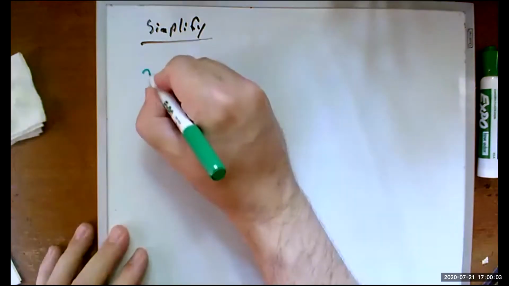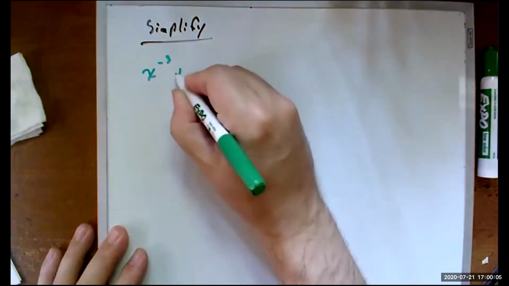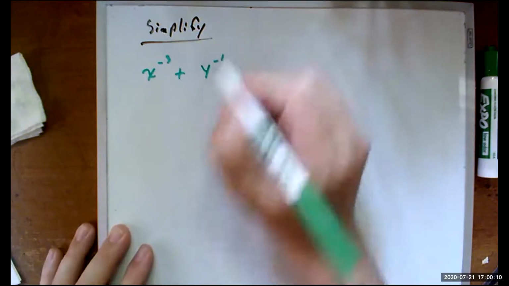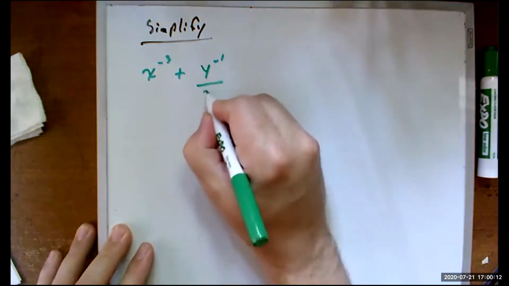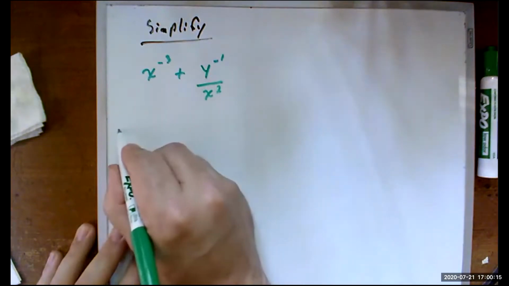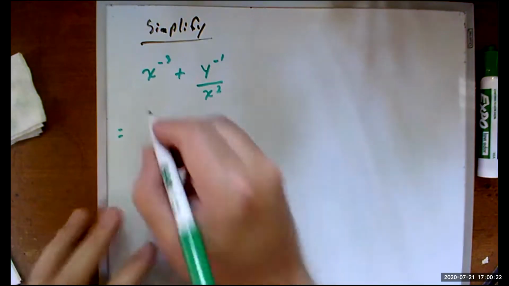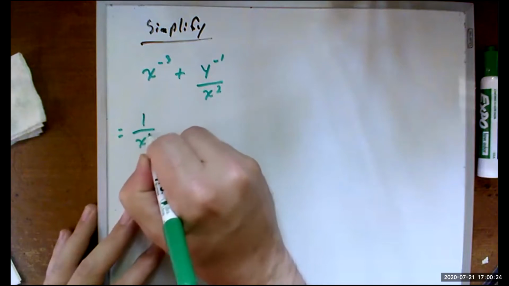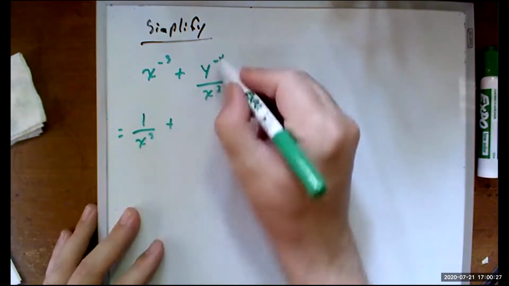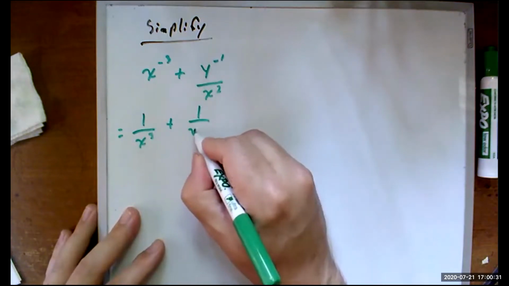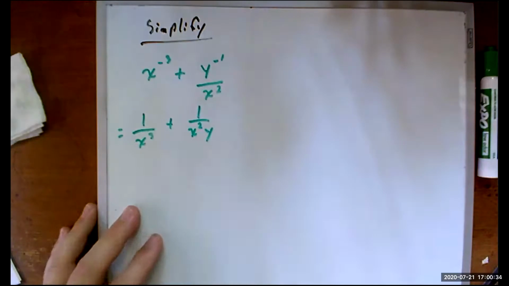So again, we're going to simplify, and I have x to the power of -3 plus y to the power of -1 over x squared. So the very first thing we want to do is get rid of all of those negative exponents. So we're going to get everything on the right side of the fraction lines. First one becomes 1 over x cubed. The y wants to come to the other side of the fraction line, so we leave a 1 up top, and we end up with x squared y.